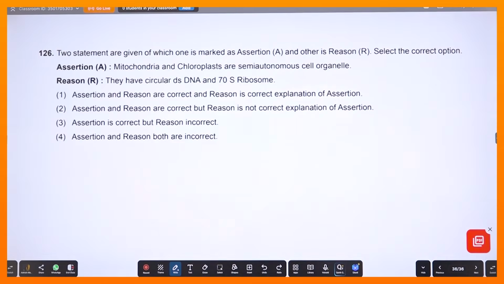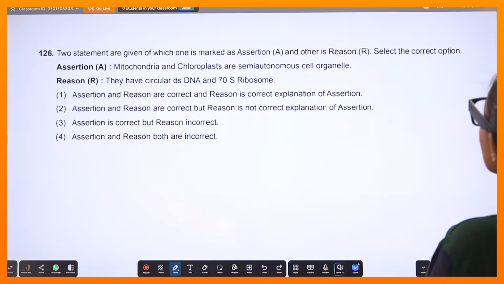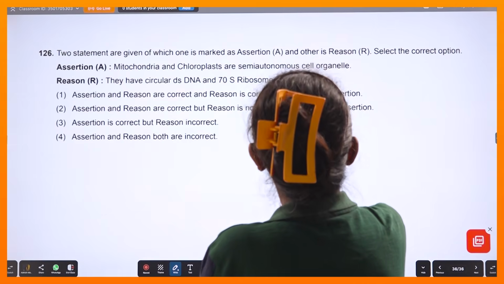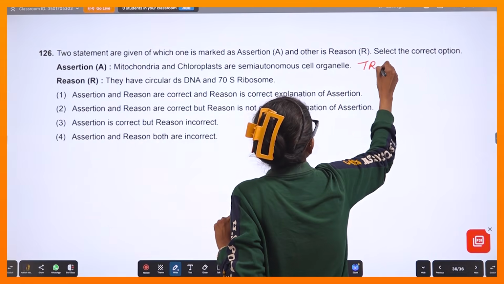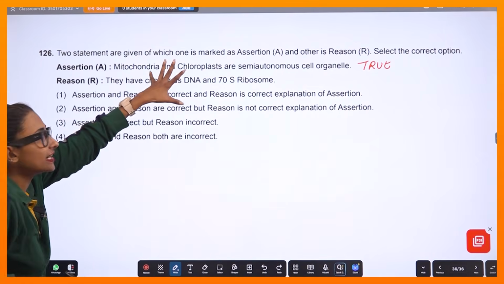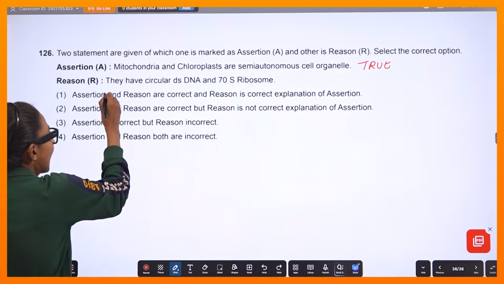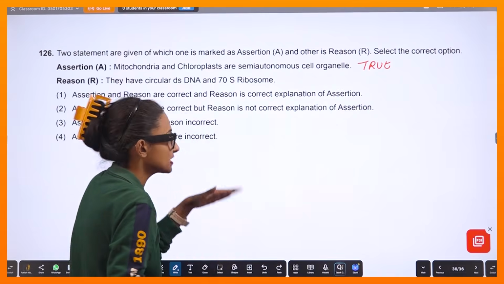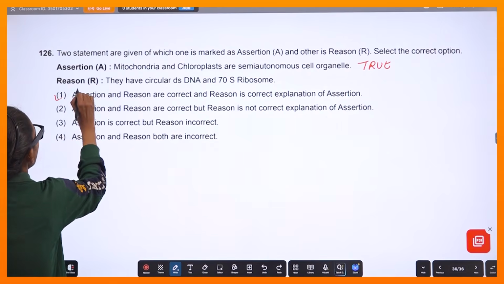Two statements are given, assertion and reason. Mitochondria and chloroplast are semi-autonomous organelles. They have circular double-stranded DNA and 70S ribosomes. So mitochondria are semi-autonomous organelles. This is true. What is the reason? Mitochondria and chloroplast are semi-autonomous because they have circular double-stranded DNA that helps in inheritance of their genetic material, and 70S ribosomes. Correct explanation. So option 1.